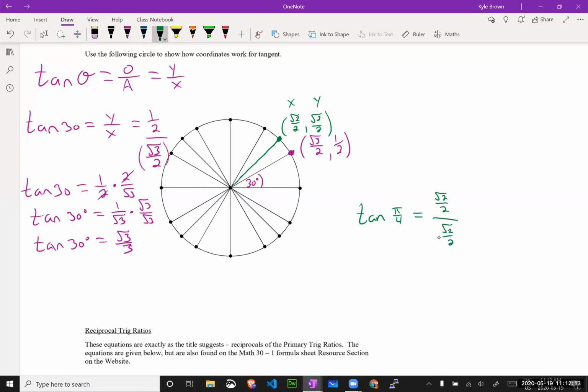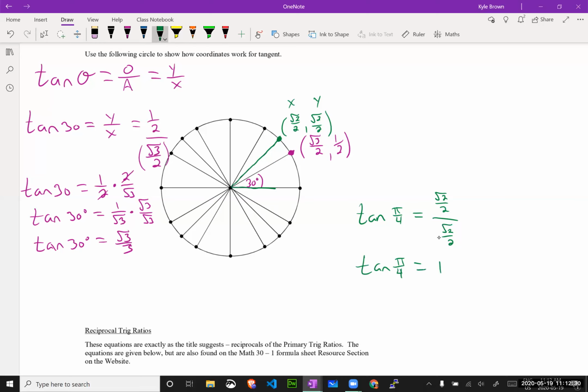Now I can flip all that around and do what I did last time, but really that's something divided by itself. That's just 1, right? So tan of pi over 4 is equal to 1, right? And that makes sense, right?